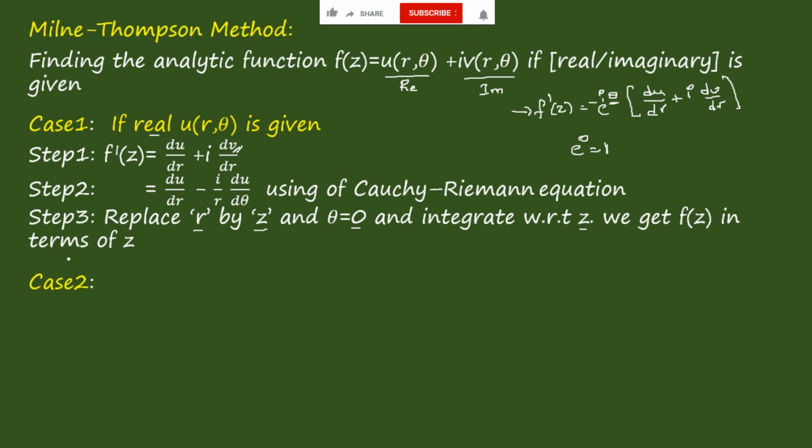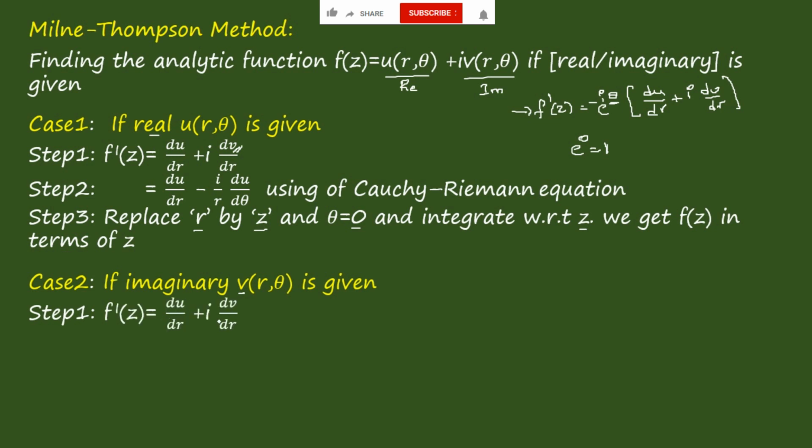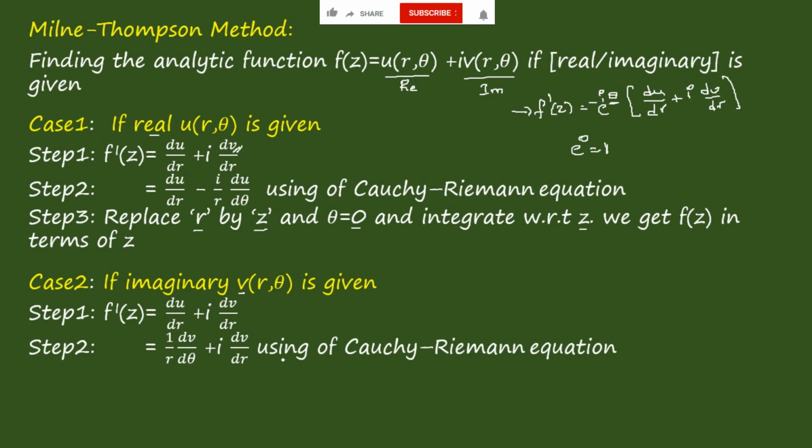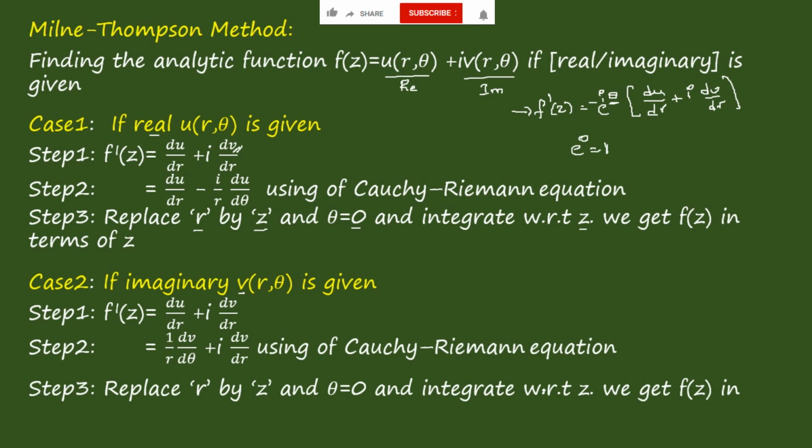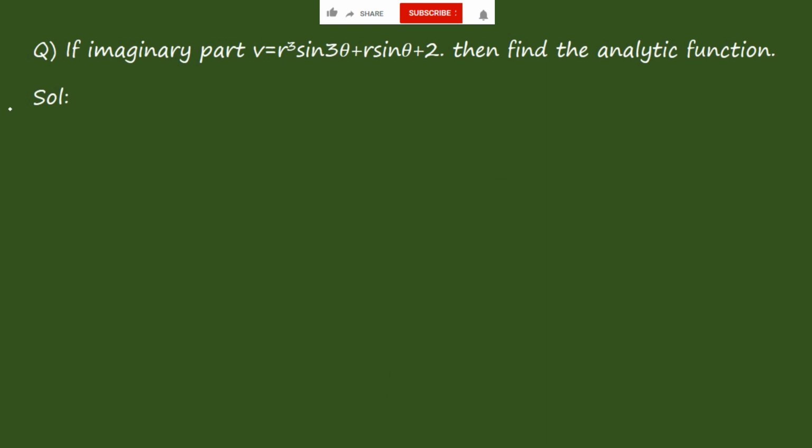Now case 2: if the imaginary part is given, like v. Step 1 is to find f dash of z, which is equal to du by dr plus i dv by dr. In step 2, we replace du by dr with 1 by r dv by dθ by using the Cauchy-Riemann equation. Now step 3 is replacing r by z and theta with 0, and integrating with respect to z, then we get f of z in terms of z. These are the steps to be followed to find the analytic function in the case of a polar form. Now coming to the question.